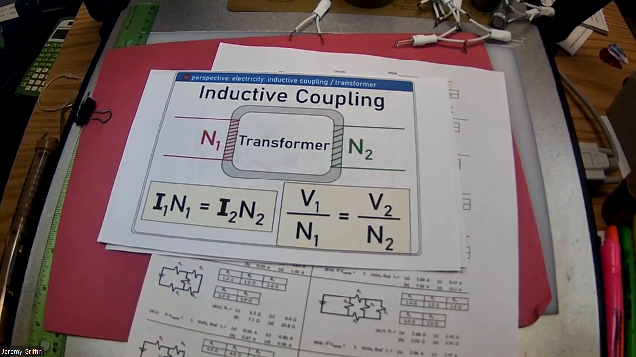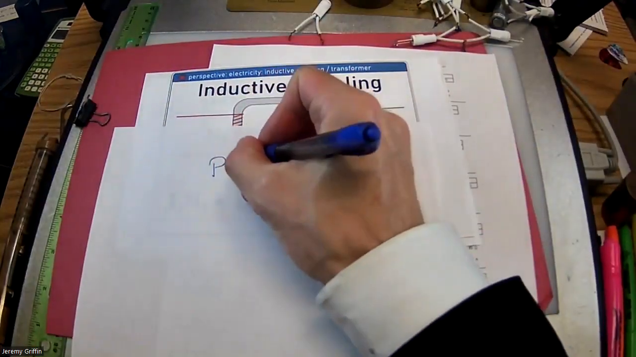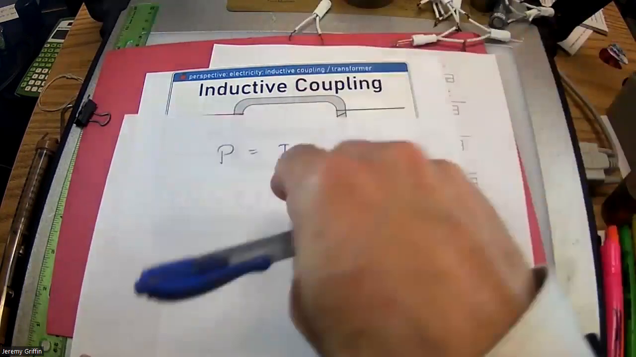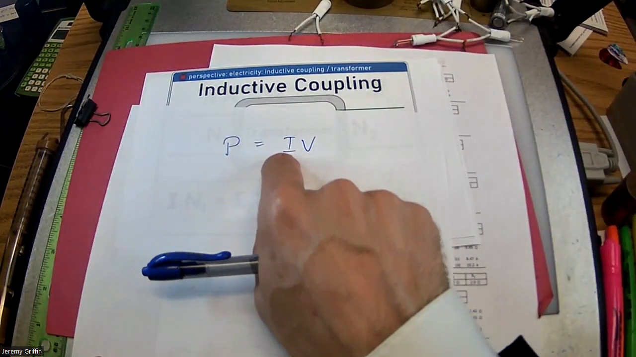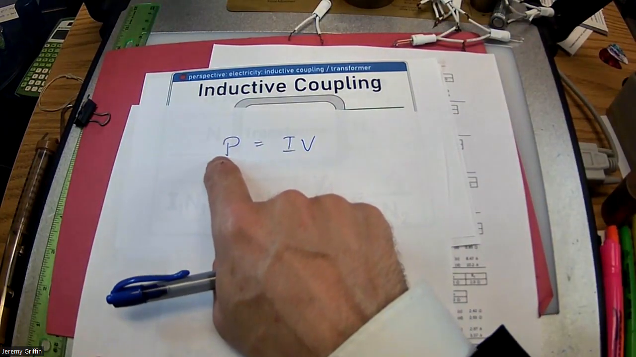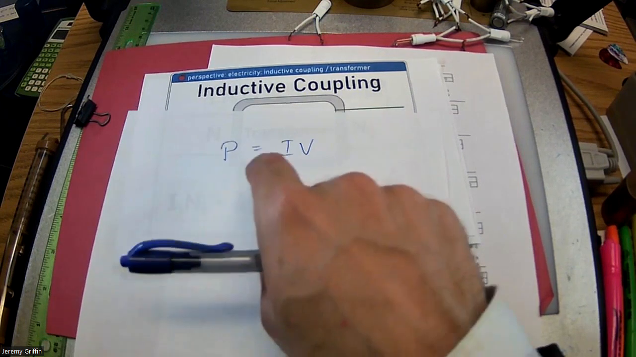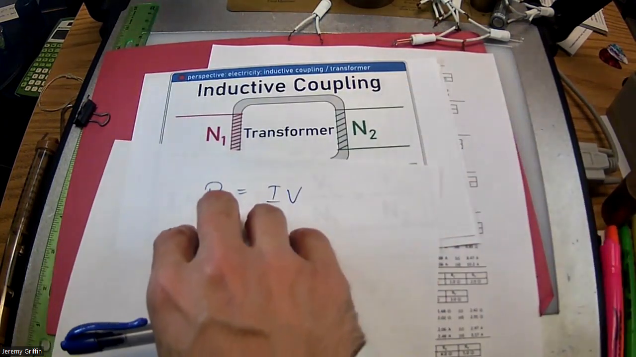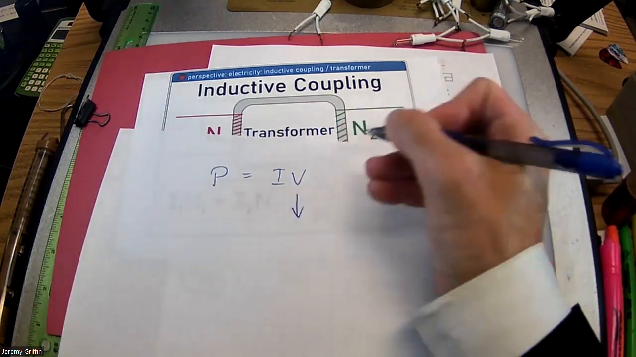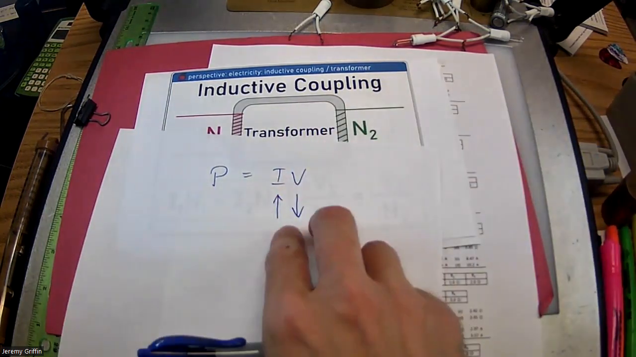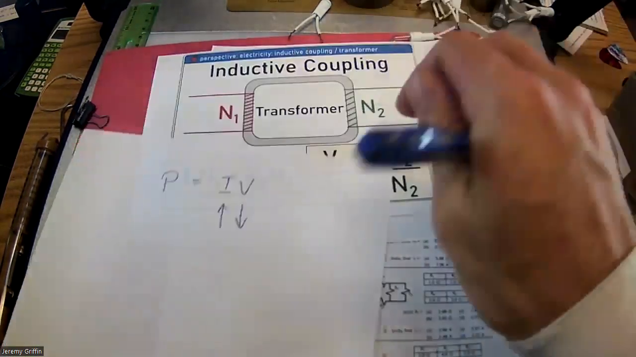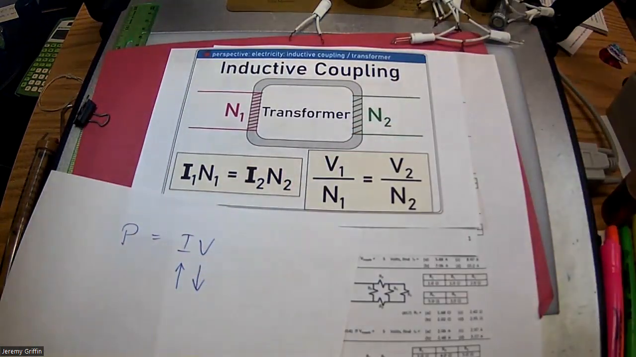You guys remember power is current times voltage. Well, I showed you guys that earlier. So power is a rate of energy, and energy is conserved. So the power should be the same on both sides as long as it's all happening simultaneously. So if I'm dropping the voltage left to right, then I'm also increasing the current at the same time.